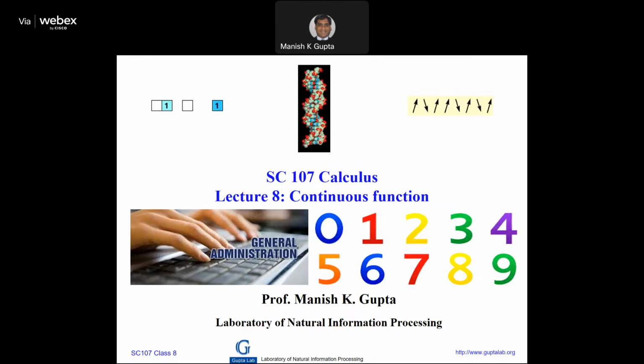Till now we have covered 7 lectures. In the last lecture, we talked about limit of a function, right? And that is from the point of view of epsilon delta. So I hope you remember the definition. For every epsilon positive, there exists delta positive such that mod of f of x minus L is less than epsilon, whenever 0 is less than mod of x minus a is less than delta, right?